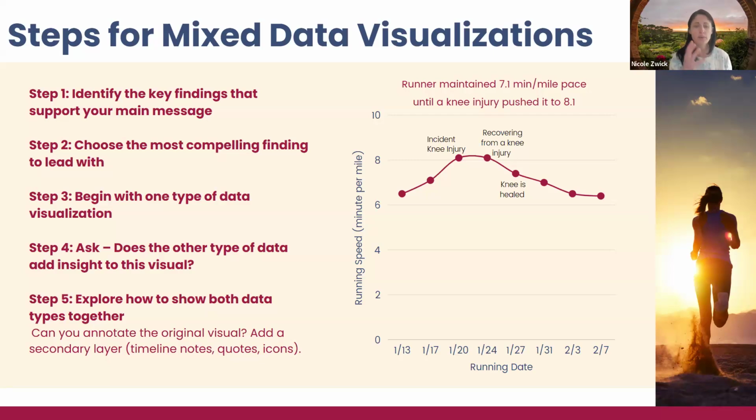And here you can just think about layering something on. A timeline, you could add notes. You could add quotes or icons. And here I added some annotations into the graph showing where that knee injury happened, and that qualitative piece is directly on the graph.